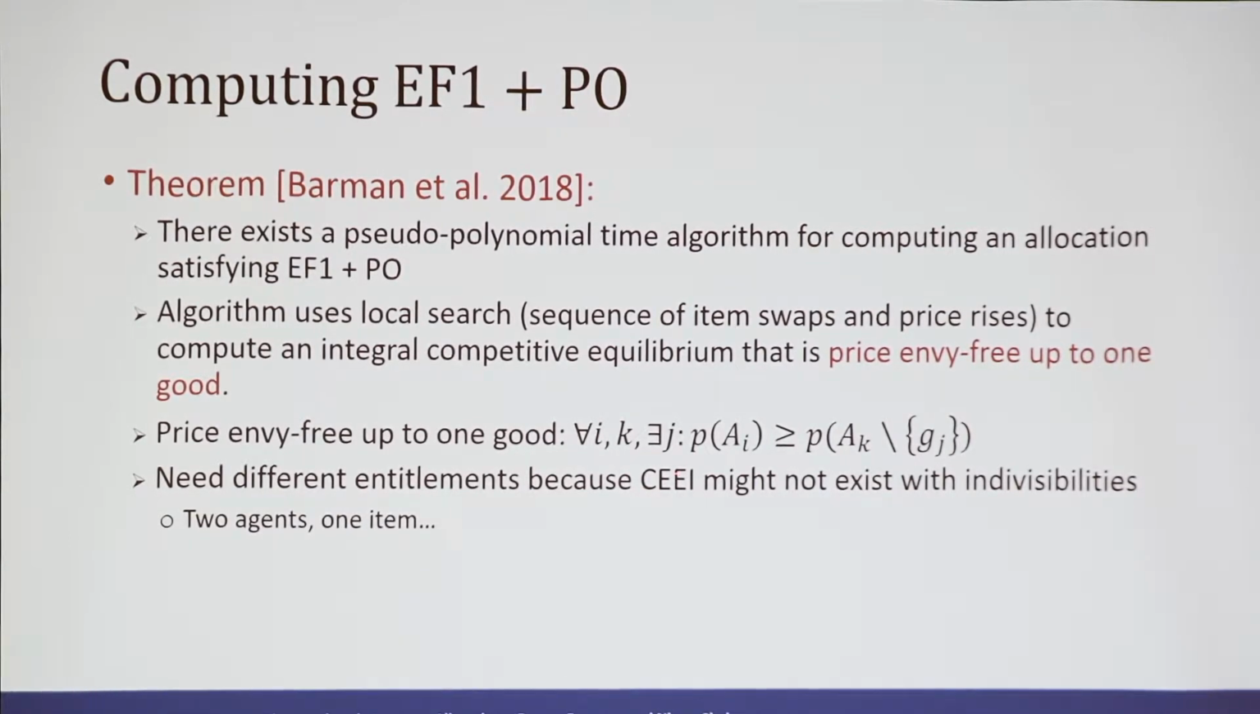And what that means is it says that the price of agent i's bundle, in other words, the budget that we give agent i, is at least the price of agent k's bundle, take away a good. So it's the budget that we give agent k, take away one good from their bundle. And actually, this is a strictly stronger property than envy freeness up to one good. Right, so they guarantee this property, which guarantees EF1.